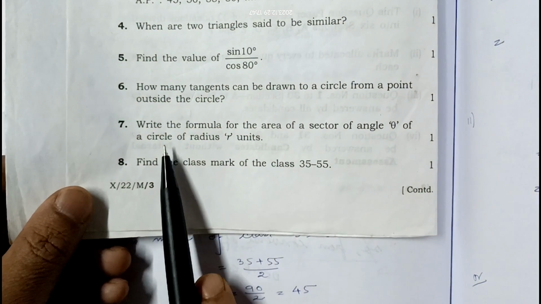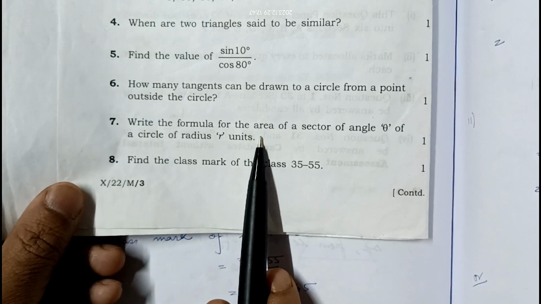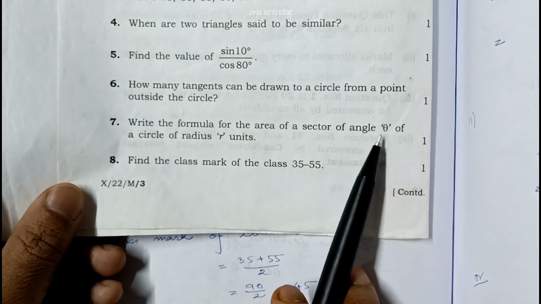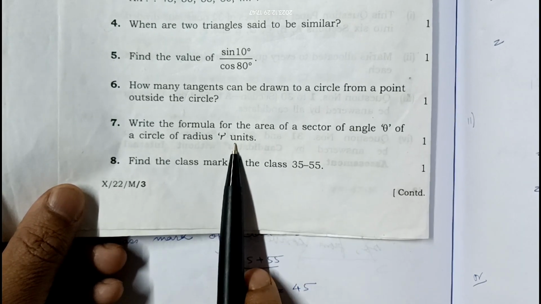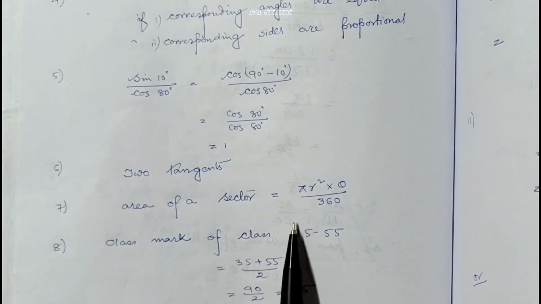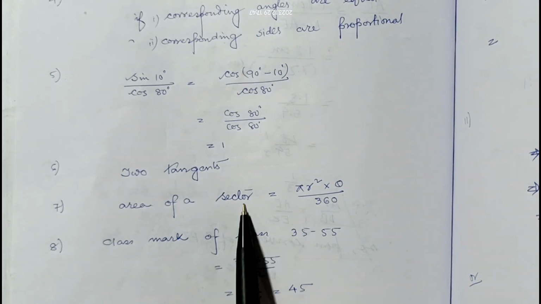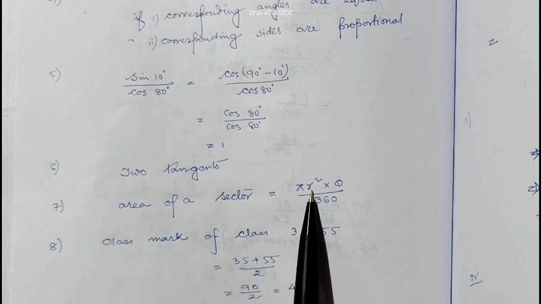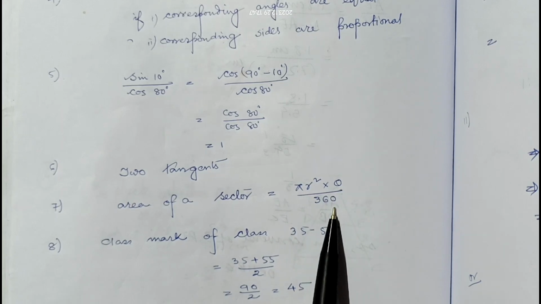In question number 7, it is given, write the formula for the area of a sector of angle theta of a circle of radius r units. Since radius is r and angle is theta, the area of the sector will be pi r square theta by 360.